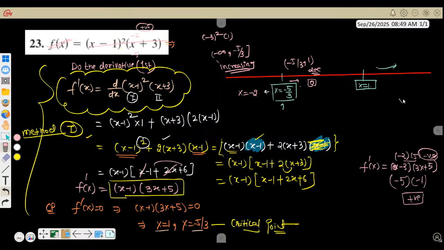After x is equal to 1, you can choose any point, for example 2. If we put 2 here, we have -1 or positive, so the answer is again negative. So from 1 to positive infinity, the function is again decreasing. So actually, after finding the critical point, we have to put in the value.